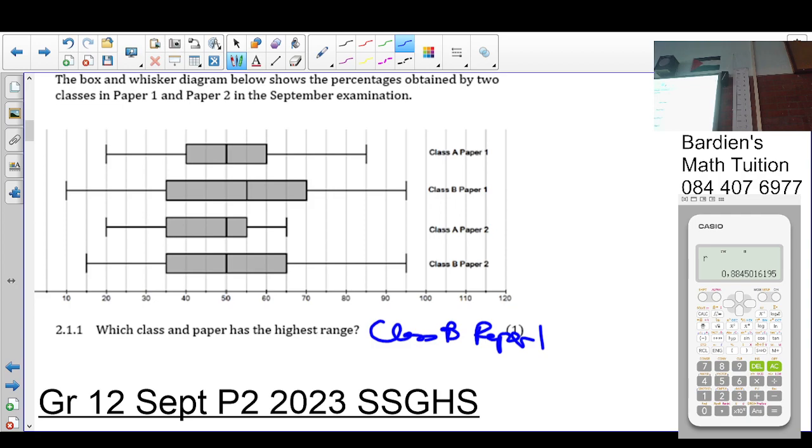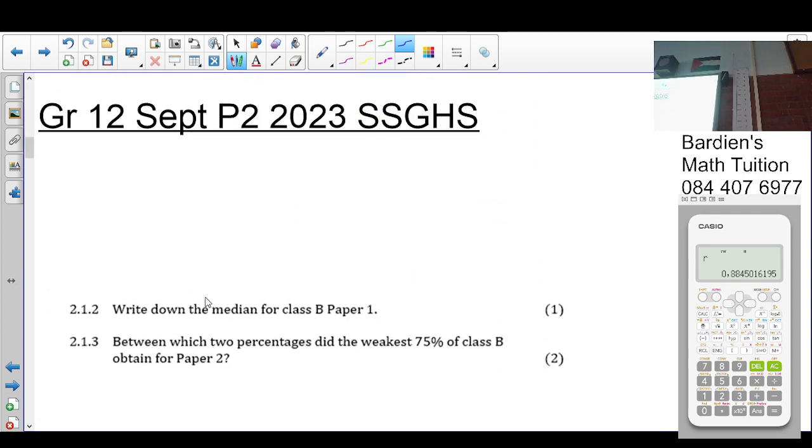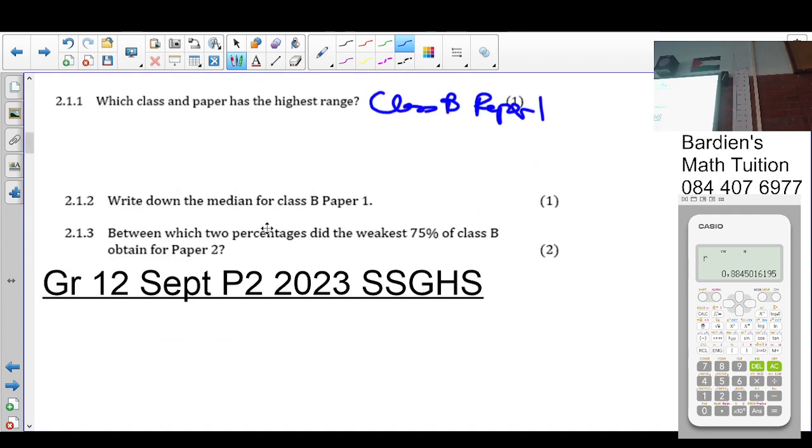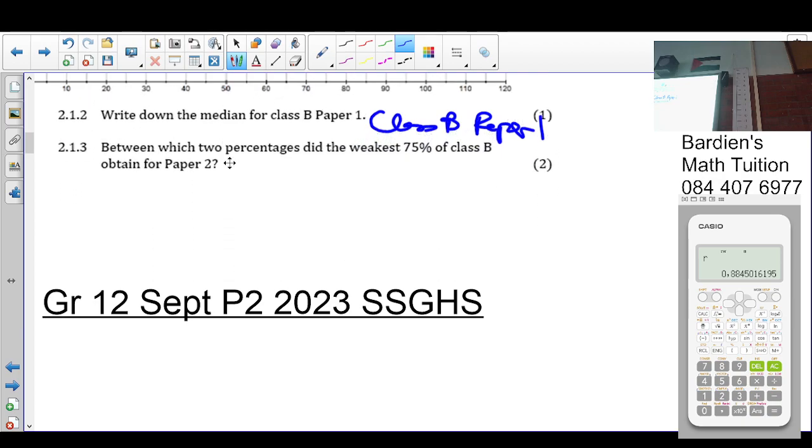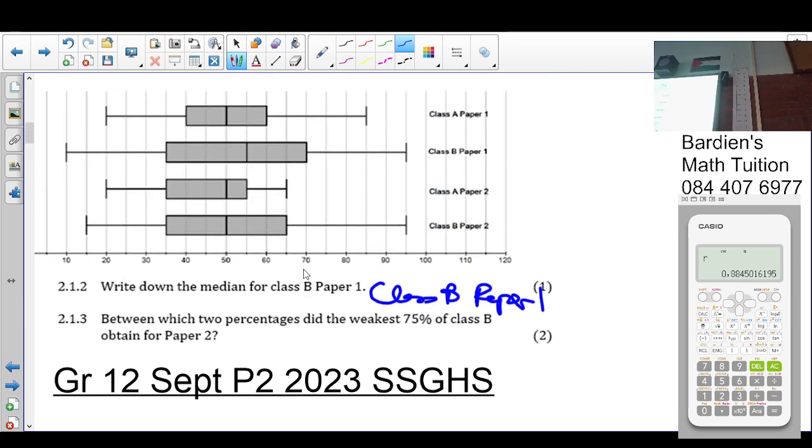Class B, paper 1. So the next question says, write down the median of class B, paper 1. What's the median? The middle number of sorted data, not so. So for class B, paper 1, the median is that value there, and of course, the median is going to be read at that point. So that's between 50 and 60, it has to be 55%.